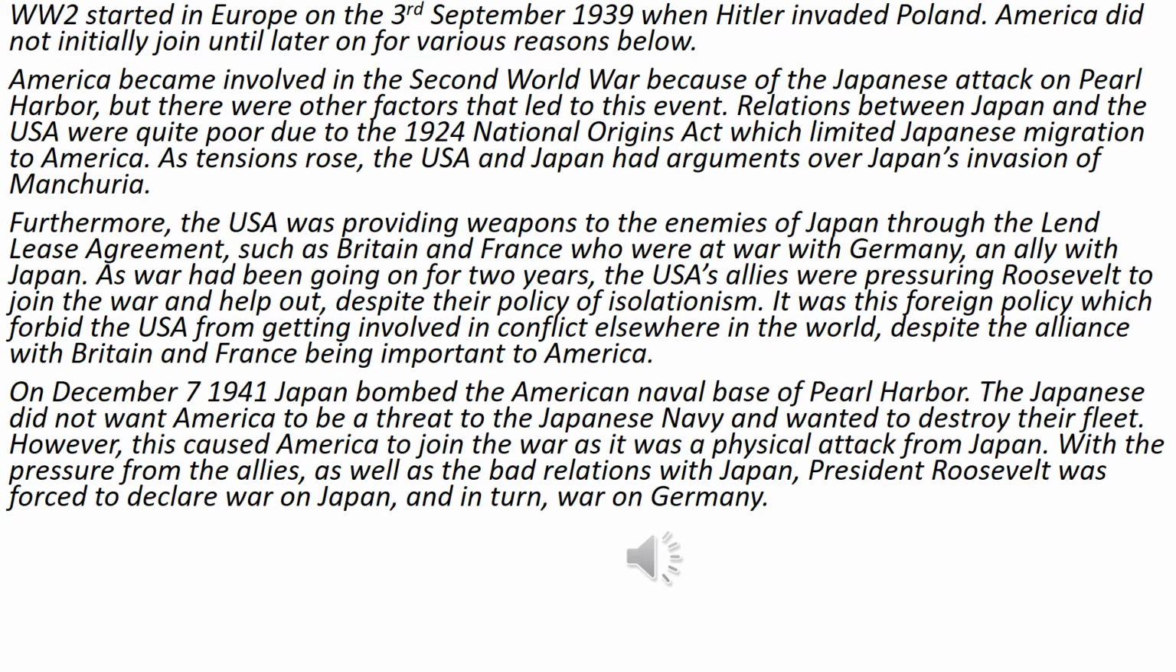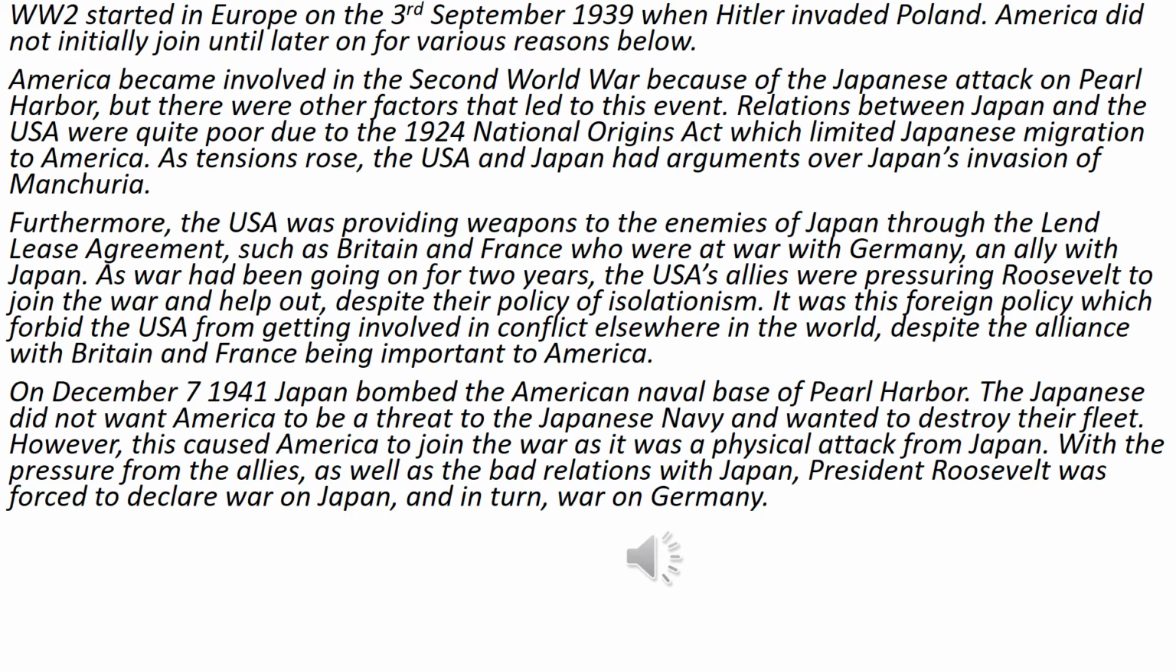As war had been going on for 2 years, the USA's allies were pressuring Roosevelt to join the war and help out, despite their policy of isolationism. It was this foreign policy which forbid the USA from getting involved in conflict elsewhere in the world, despite the alliance with Britain and France being important to America.